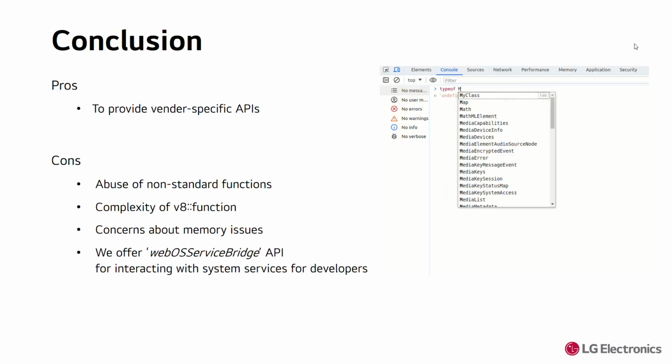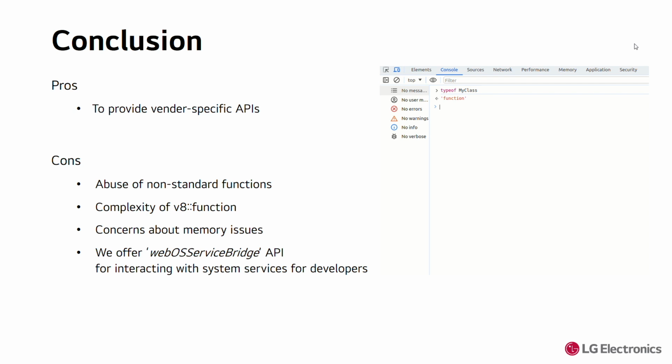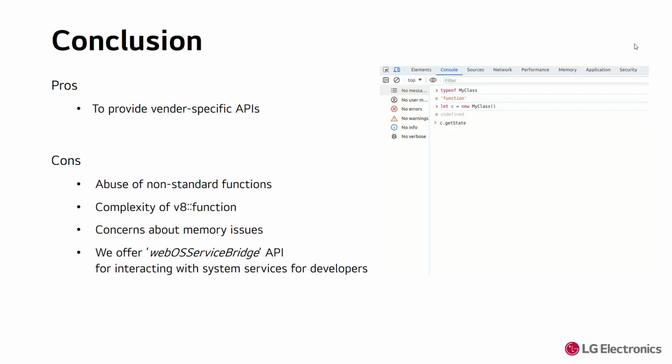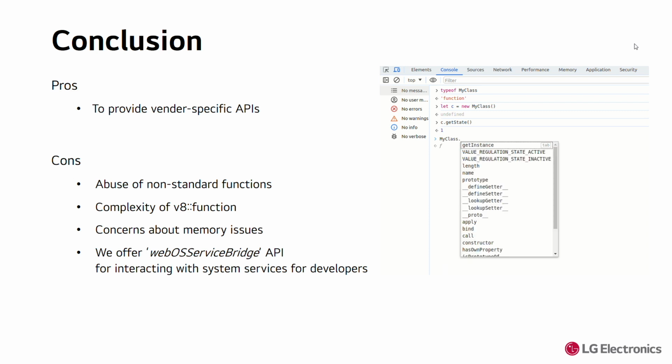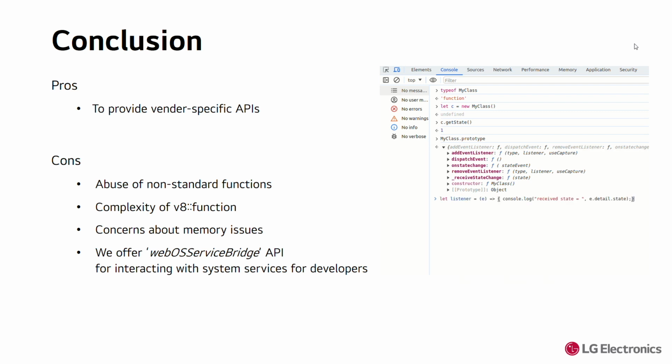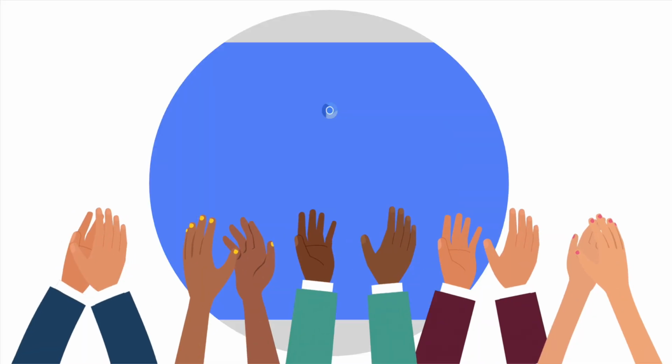In conclusion, this approach is beneficial for vendors who want to handle their own API individually. However, it can also lead to an abuse of non-standard objects. Additionally, a V8 function is a significantly more complex structure than a V8 object. We still have concerns about memory issues, so our recommendation is to use WebOS APIs to interact with the system service on our platform.